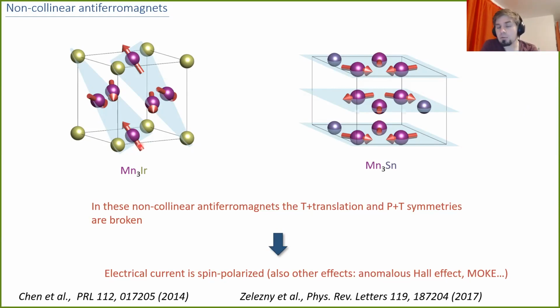Because these symmetries are broken, we will have a spin-polarized current, and I will show why. We will also have other effects that normally you would not have in antiferromagnets. So, for example, this anomalous Hall effect. There has been also loads of work on this. I cannot give here all the citations. Just give here the first one where this was predicted theoretically for the anomalous Hall effect. And this is where we predict the spin-polarized current.